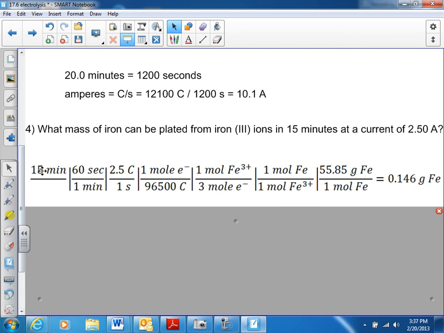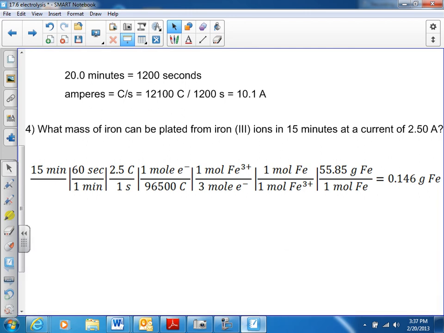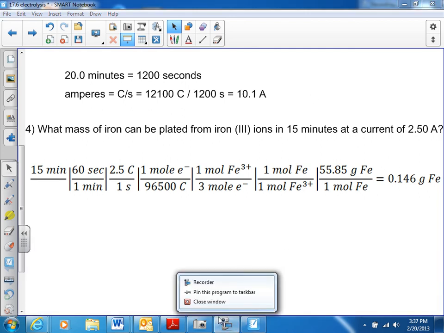So first we have to convert our 15 minutes to seconds, and our amps, coulombs per second, seconds cancel. We know our conversion from coulombs to moles electrons, and because of the 3+, 3 moles electrons to 1 mole of Fe, 1 to 1, and then moles to grams. Okay, looks like that's all we have on that one.